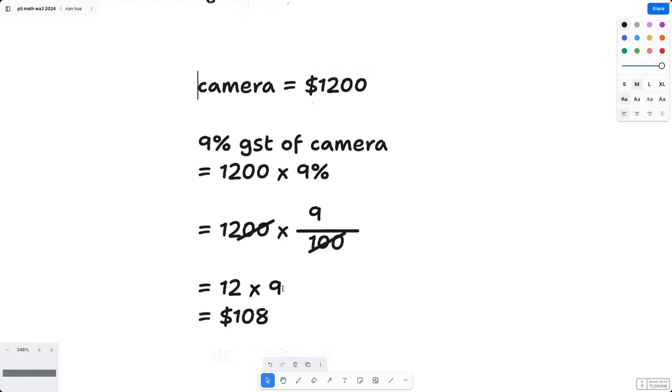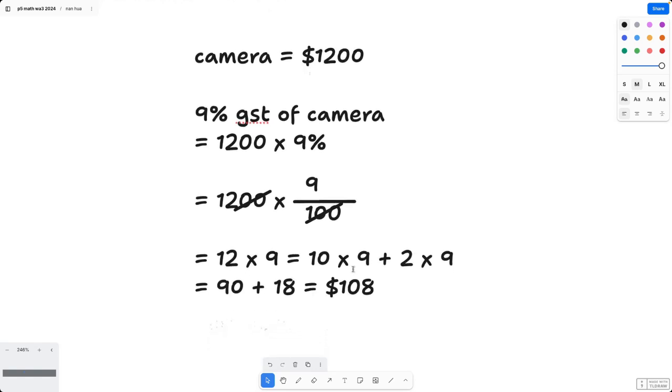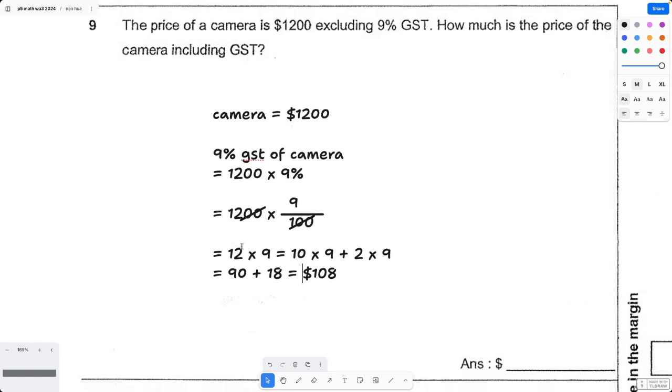So if you do the workings for 12 times 9, it's just multiply. 12 times 9 is the same as 10 times 9 plus 2 times 9. So it's the same over here, and this will give us 90 plus 18 equal to $108. So if you remember your 12 times table easily, you can get $108. Okay, so how much is the price including the GST? So that means camera plus 9% GST is equal to 1,200 plus 108.